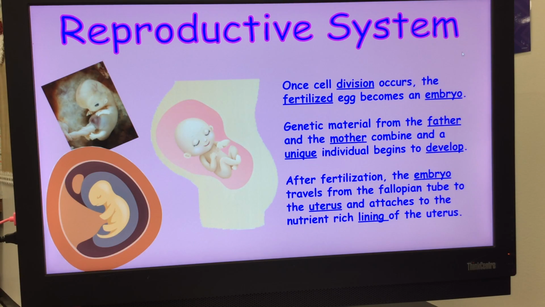Once cell division occurs, the fertilized egg becomes an embryo. Genetic material from the father and the mother combine, and a unique individual begins to develop. After fertilization, the embryo travels from the fallopian tube to the uterus and attaches to the nutrient-rich lining of the uterus.